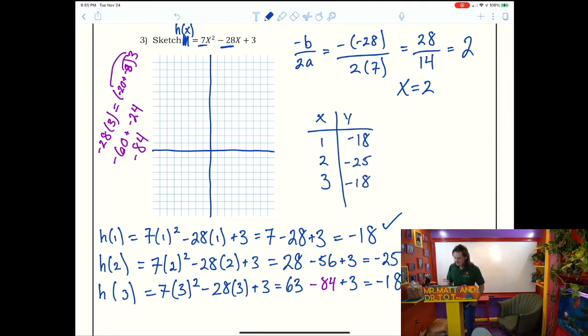So I'm going to count by fives here, like this. When x is equal to 1, we're going to be at negative 18. So this is negative 5, negative 10, negative 15, negative 20. Then that would be about right here. At 2, we're at negative 25, so that would be about right here. At 3 would be about negative 18. So we can sketch out a rough graph like this.